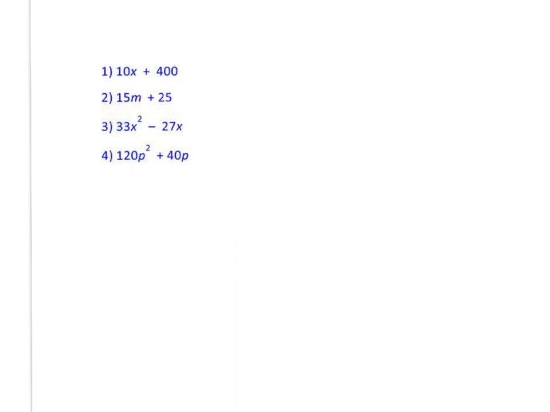So 10x plus 400, we have to think of the biggest number that goes into both 10x and 400. I like to think of the numerical terms first. So 10 and 400, the biggest number that fits into both of them is 10. Then I look at the letters. There are no letters in common, so there are no common letters. Okay, so we have to divide each of the two terms by 10 now.